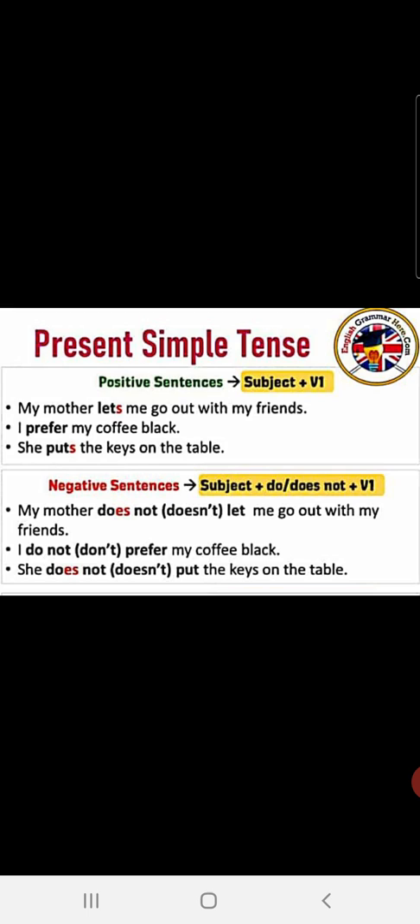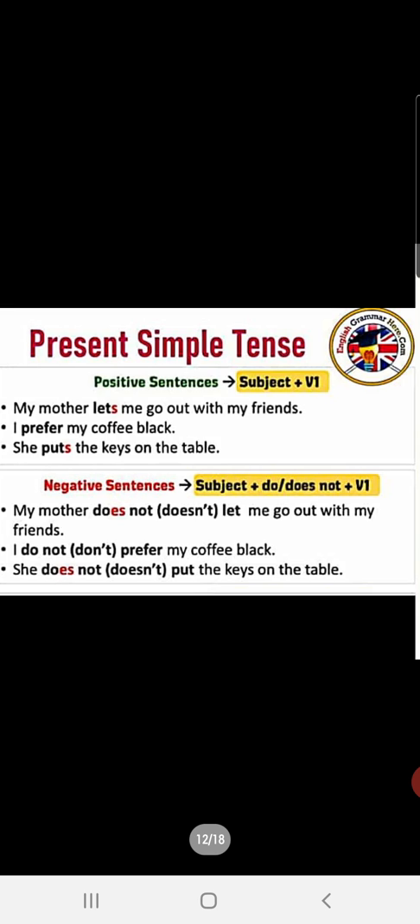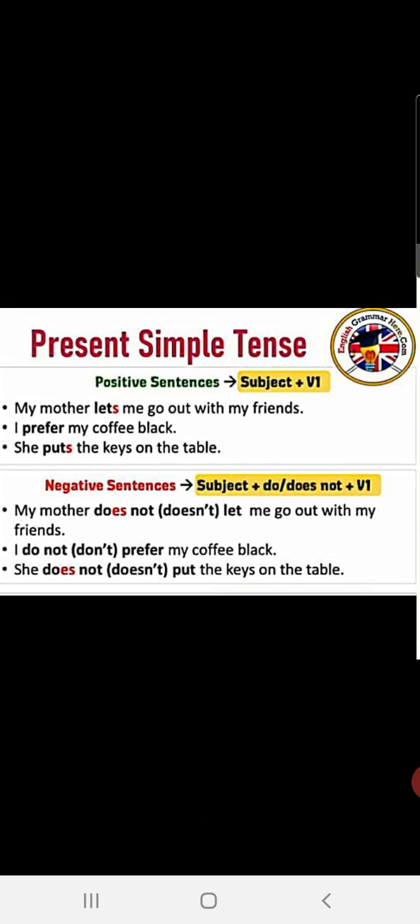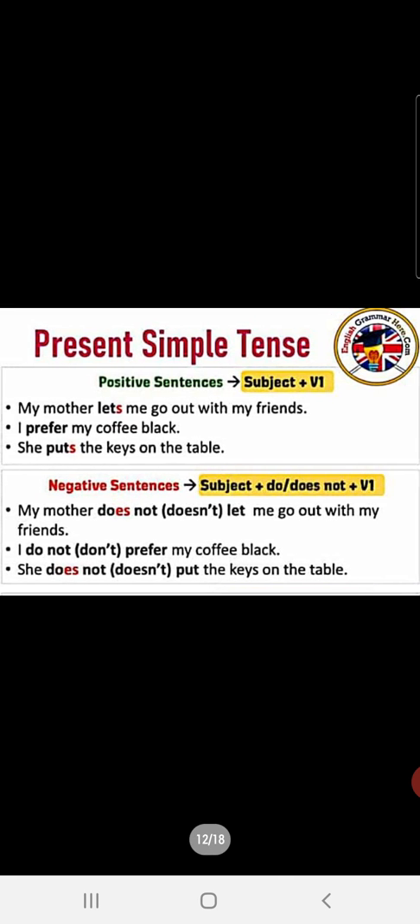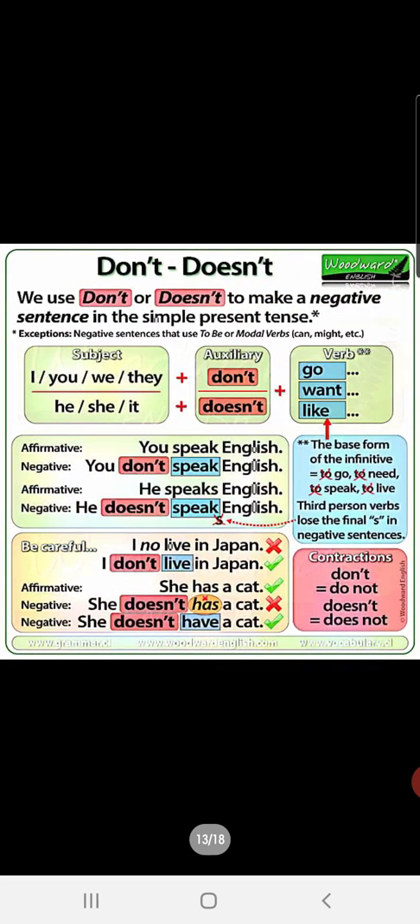She puts the keys on the table. Now puts is the verb in simple present tense. She is the subject which is singular. So she does not put the keys on the table. Now the contracted form of does not is doesn't, children, right? Okay, now we can see some more examples here.